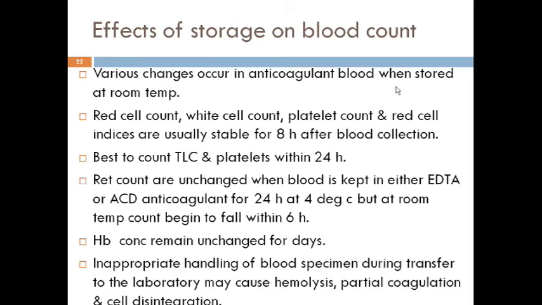There are some effects of storage on blood cells. Various changes occur in the anticoagulated blood when stored at room temperature. RBC count, WBC count, and platelet count are usually stable for 8 hours after the blood collection and within 24 hours, and the hemoglobin concentration is unchanged for many days.